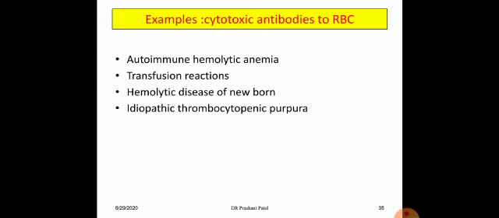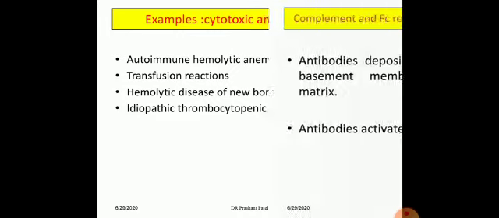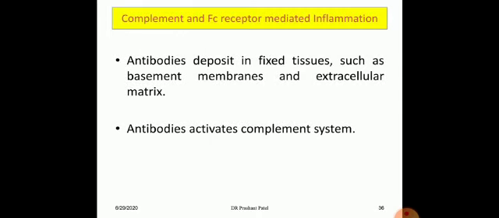The examples of cytotoxic antibodies to RBC are autoimmune hemolytic anemia, transfusion reactions, hemolytic disease of newborn, and ITP. Next, complement and Fc receptor mediated inflammation.